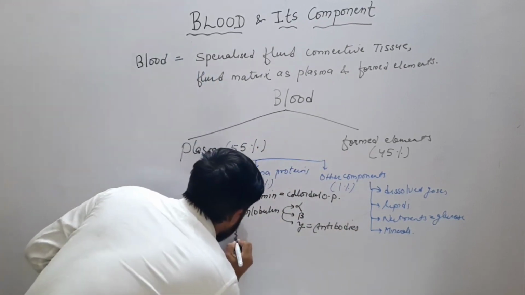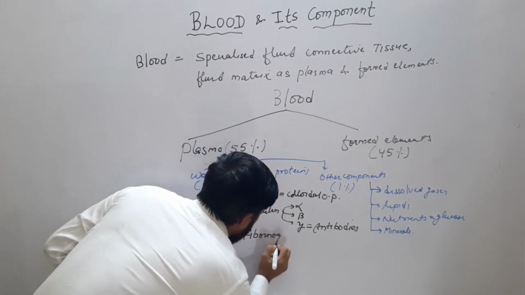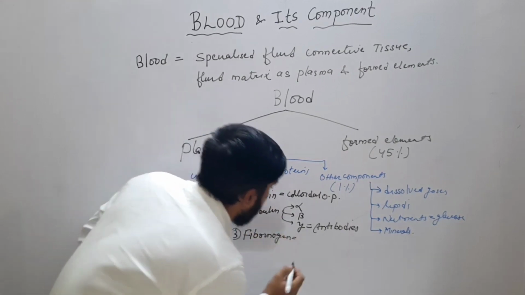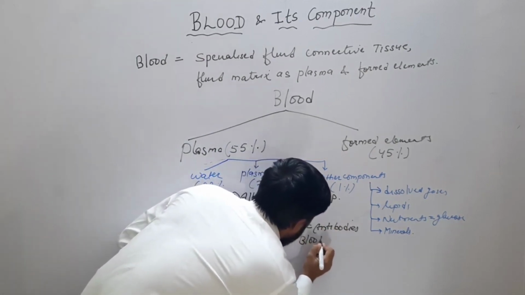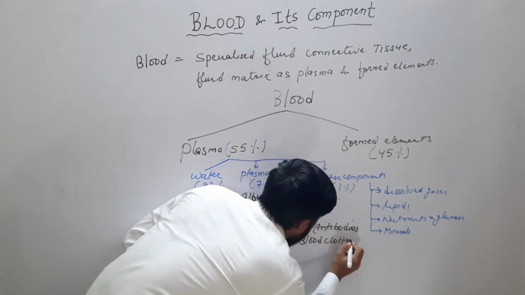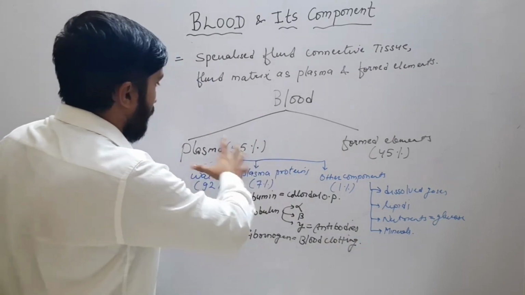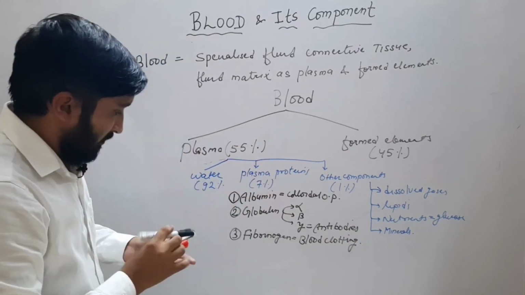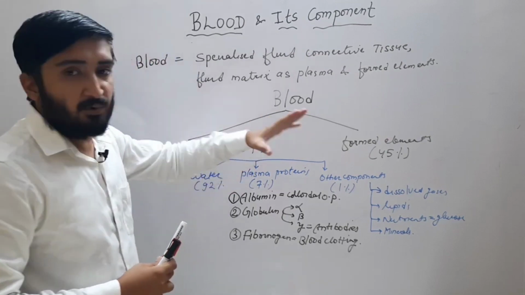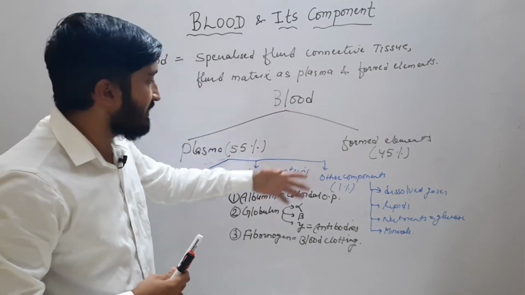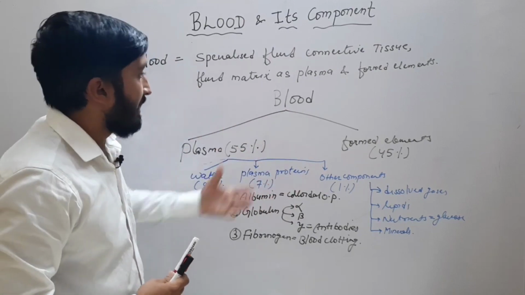Third is fibrinogen. Fibrinogen is meant for clotting factors. It is helpful in blood clotting. Okay, so this is overall about the plasma. Now we have to understand that the constant composition of plasma is maintained by the kidneys by filtration and other mechanisms.